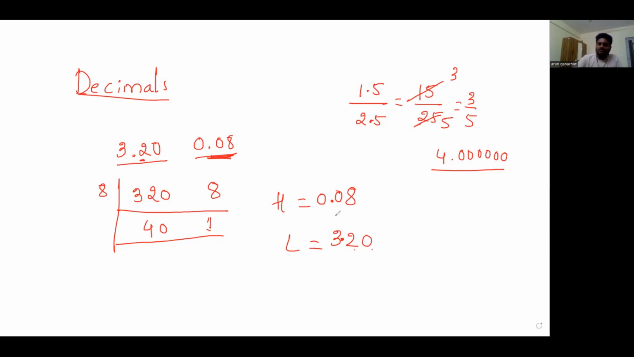So my HCF became how much? 0.08. My LCM became 3.20. Understood how we solve this? Yes, sir. Okay, right. We'll solve a few more examples.